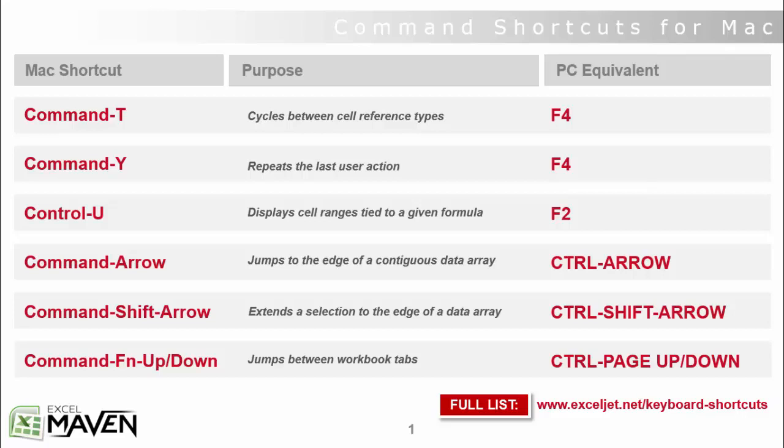Now, the control shortcuts for PC are really similar. You'll just use Command for a Mac. So Command arrow and Command Shift arrow will jump to the edge or extend a selection to the edge of a contiguous data array, and Command Function or FN up and down will jump between workbook tabs on a Mac. The last thing to note here is that unfortunately the Alt key tips just don't exist for Mac.